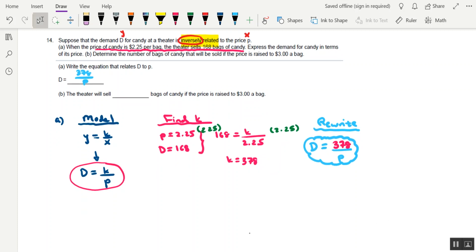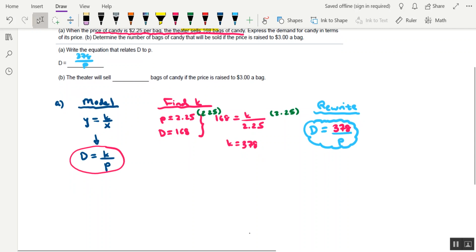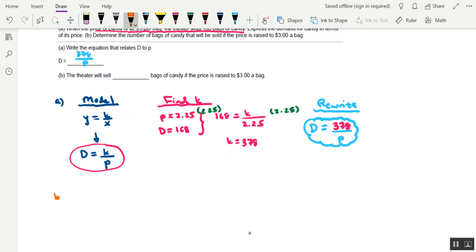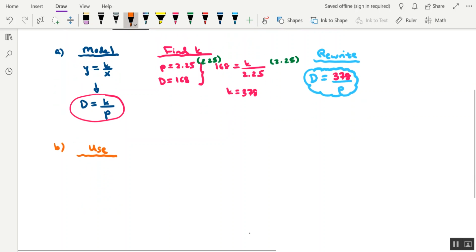Part B, again, determine the number of bags of candy that will be sold if the price is raised to $3 per bag. This is going to add sort of like a fourth step to our conveyor belt solution, which I like to call the use part. So it says in part B that the price is raised to $3 per bag. So this is a particular value of P again. So we'll say P equals 3.